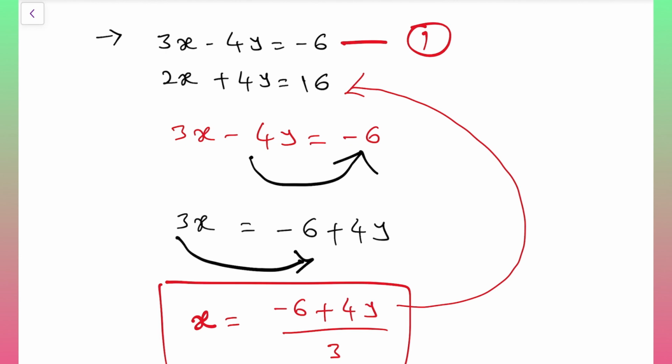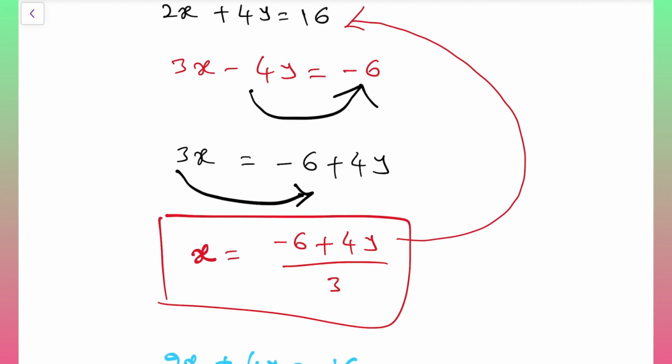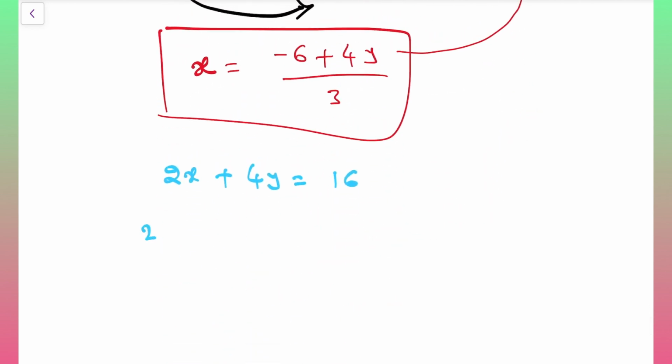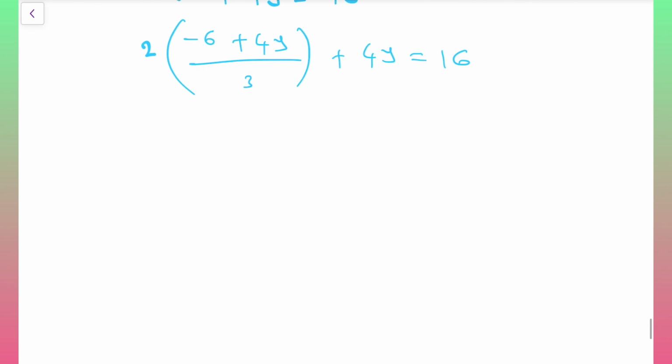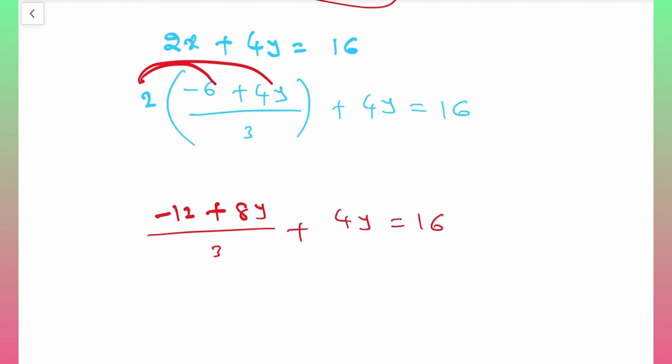Okay, so second equation is 2x plus 4y equals 16. Now here in the place of x, this number we need to substitute. 2 into x is minus 6 plus 4y divided by 3, plus 4y is equal to 16. 2 into minus 6 is minus 12, plus 2 into 4y is 8y, divided by 3, plus 4y equals 16.